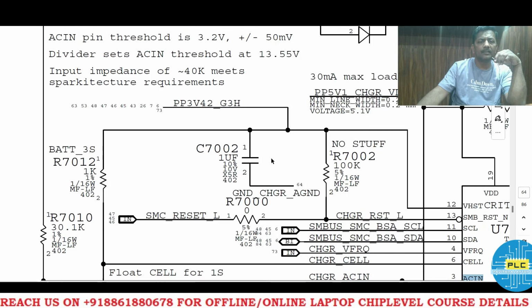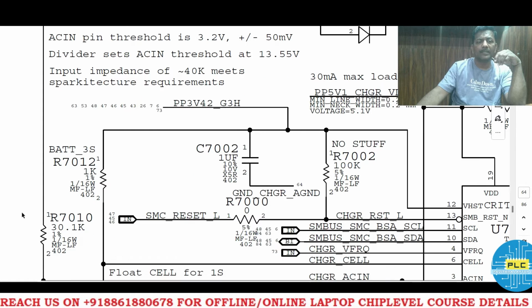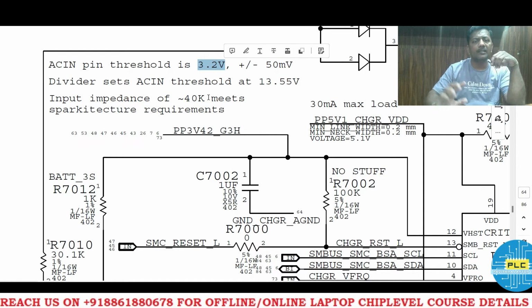What is that? AC in pin threshold is 3.2 volts. The divider sets the AC in threshold at 13.35. AC in means this one, threshold. Okay, the main thing to be noted here is 3.2 volts. If the AC in is more than 3.2 volts, then it will be high. If it is lower than this, it will be low. That is the logic. Understood?